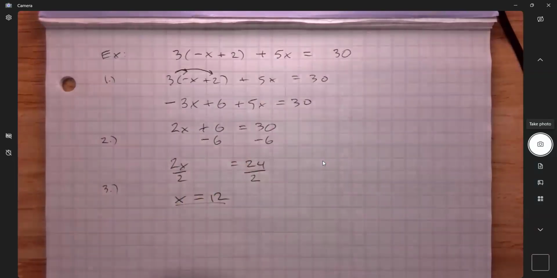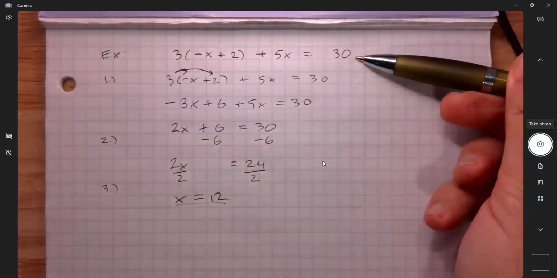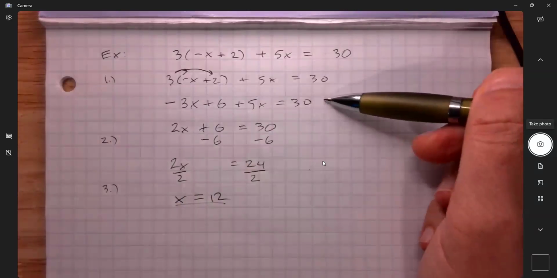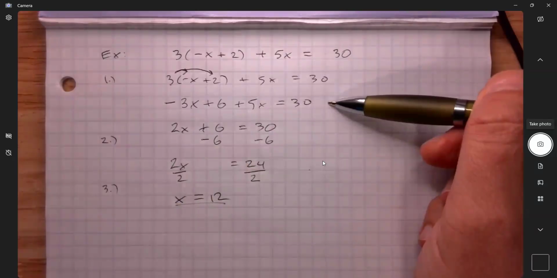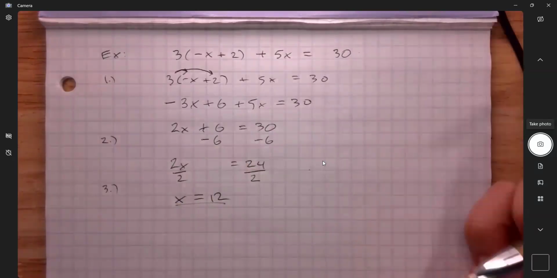So let's check our solution. You should always check it in the very original, because you never know as you're moving through if you make a little mistake. And if I make a mistake here and I check it here and it works here, but it doesn't work there, I don't have the right solution.